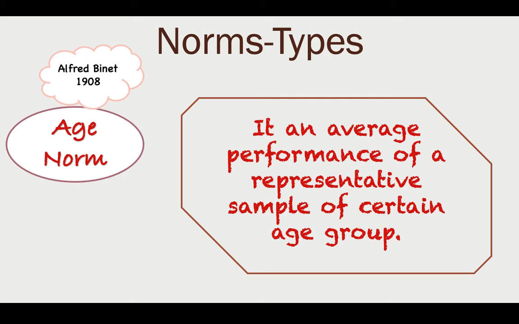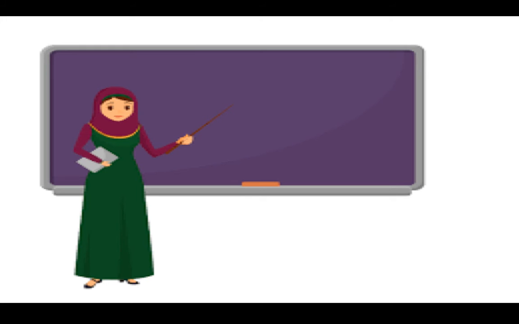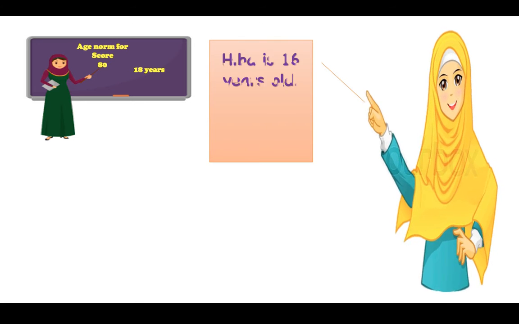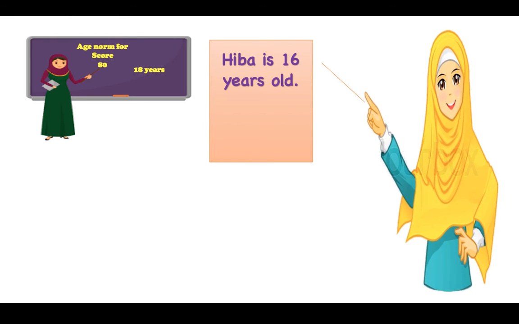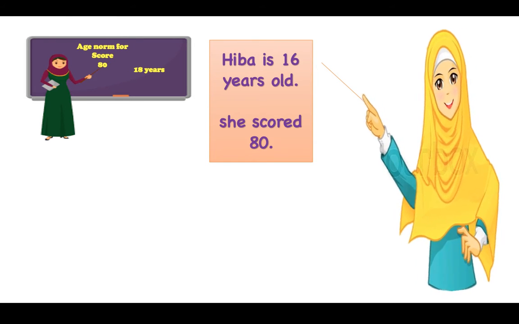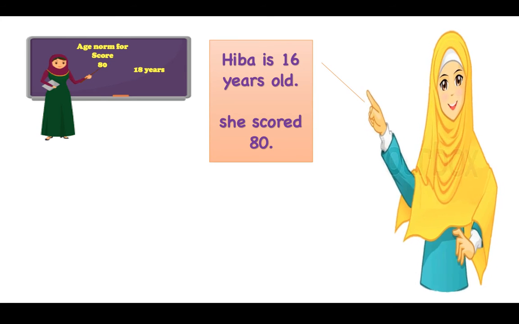Let me give an example to clear the concept of the age norm. Suppose the average score of students whose age is 18 years is 80 on an achievement test. So, the age norm for the score 80 will be 18 years. Now, Hiba is a student whose age is 16 years and she has scored 80 in the achievement test.